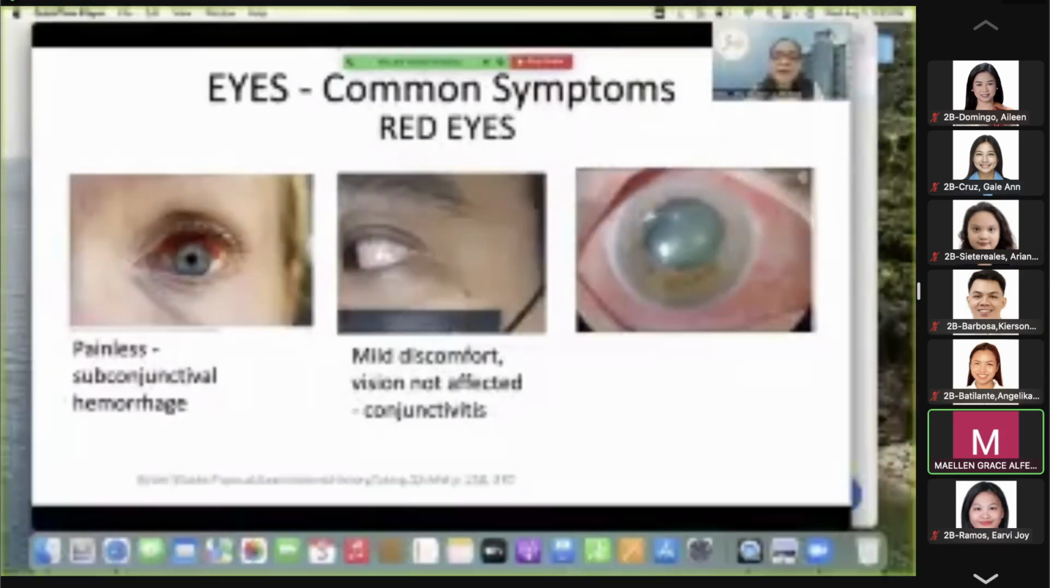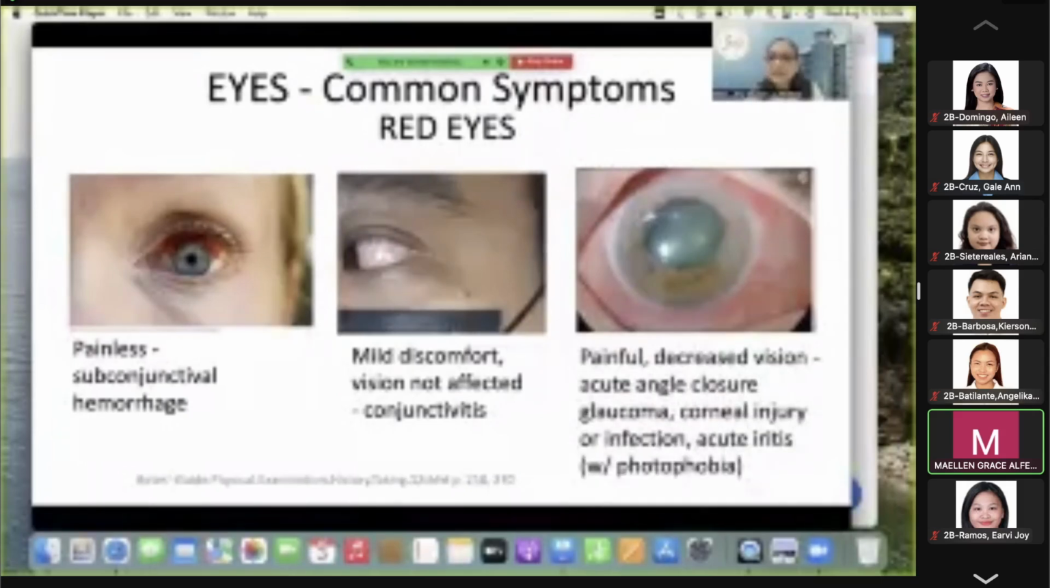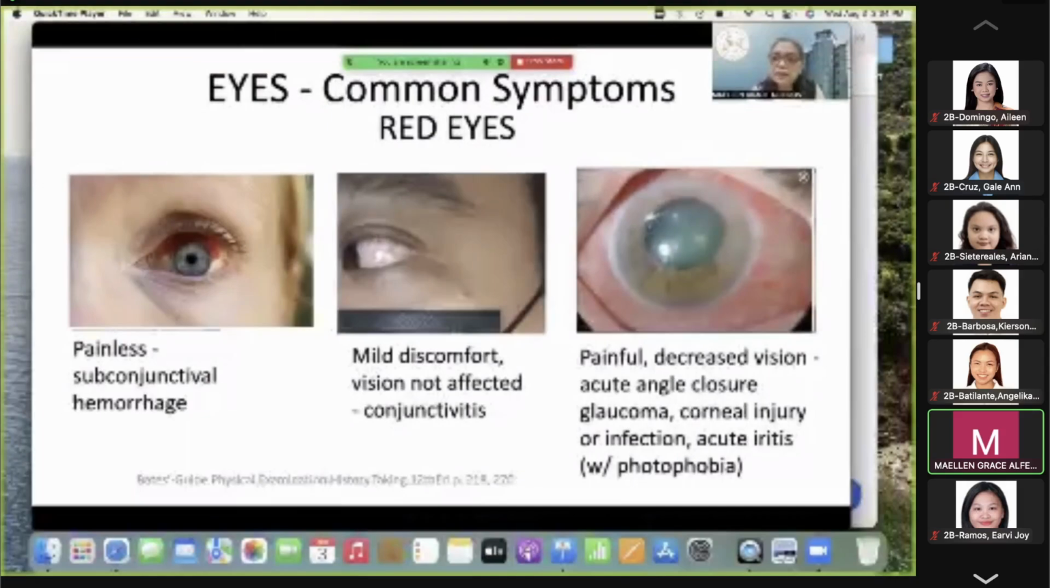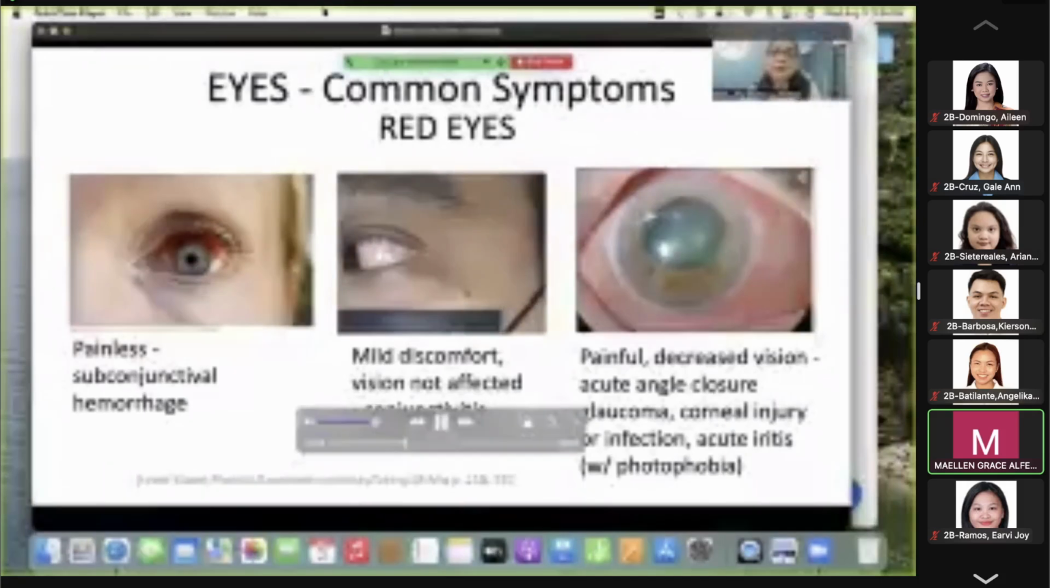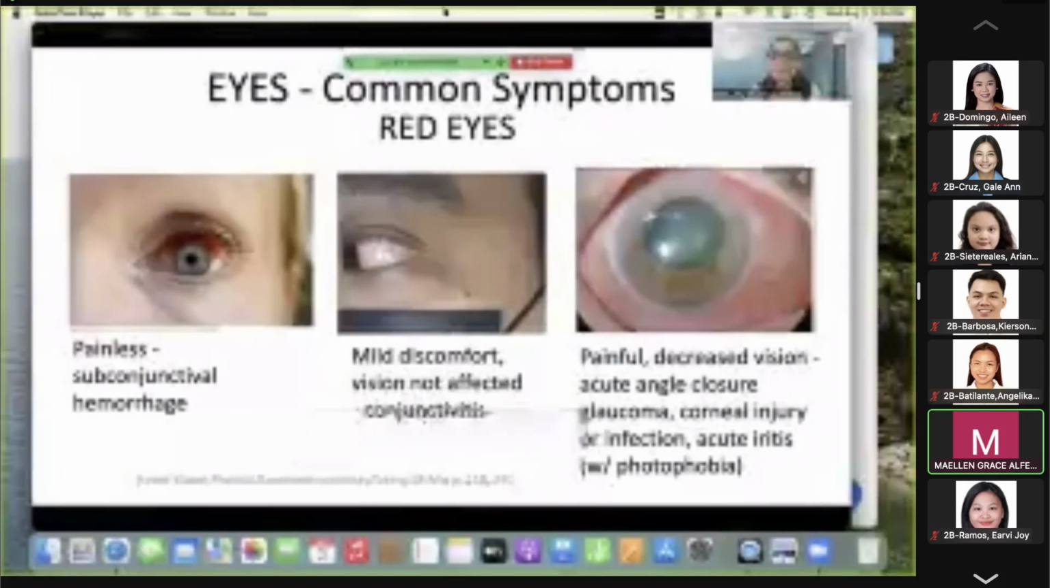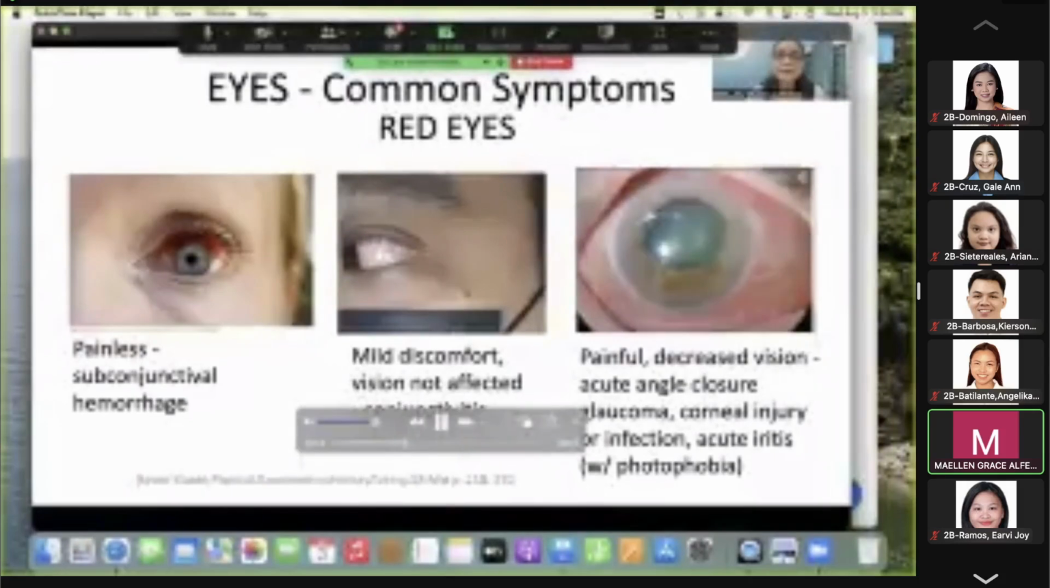So the example of this one is a viral conjunctivitis. Okay. And then the next one, when you look at this one, it's red. It's very obvious that it looks like the eye is about to pop out. Now, this kind of problem is usually painful with a problem in vision, so the vision is decreased. And this occurs in acute angle closure glaucoma, but can also be seen in corneal injury or infection. And if photophobia is present, it is due to acute iritis.